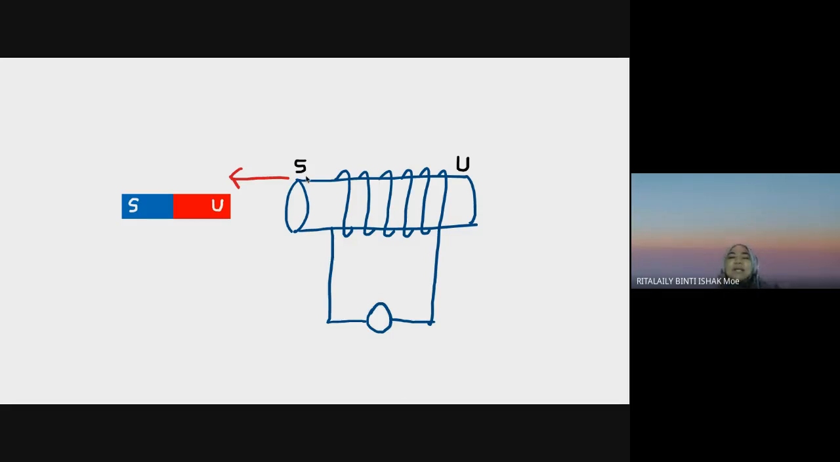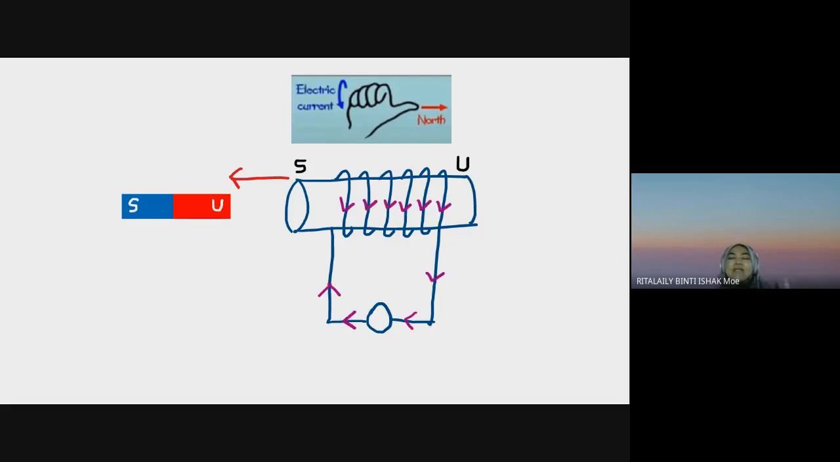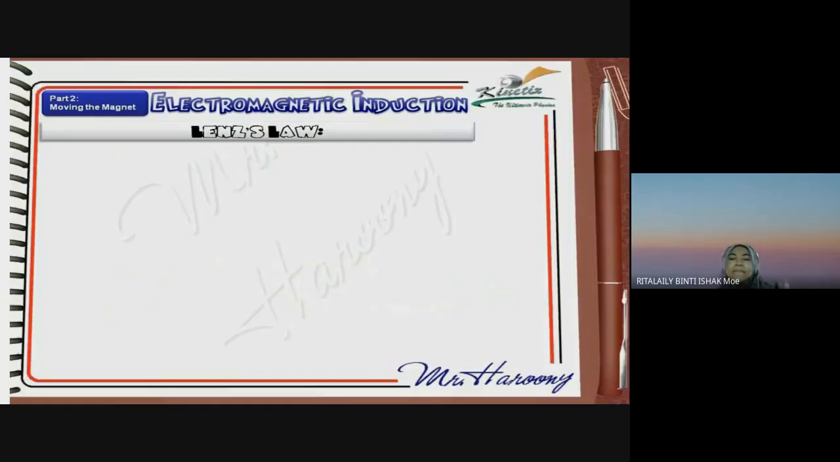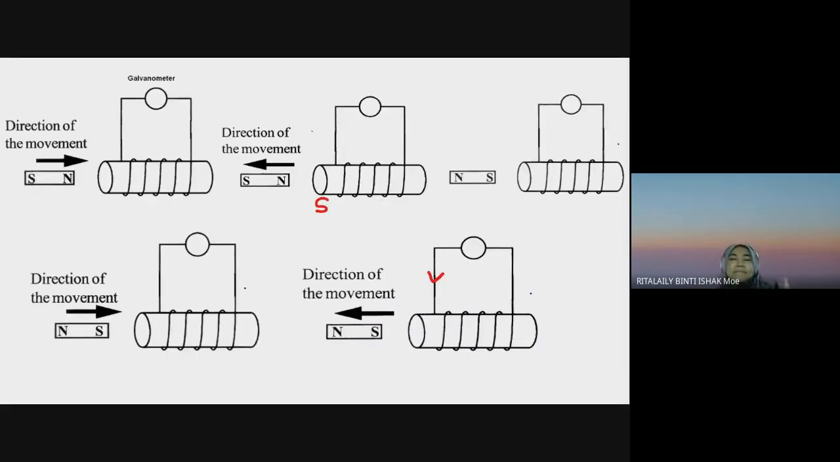Okay, so using our right hand grip, we get the current flowing from right to left. Therefore, the galvanometer will be pointing to the right. Okay. So this is actually from your textbook. Okay. So this is A, B, C, D, and E. Okay. So what is the direction of galvanometer for A?